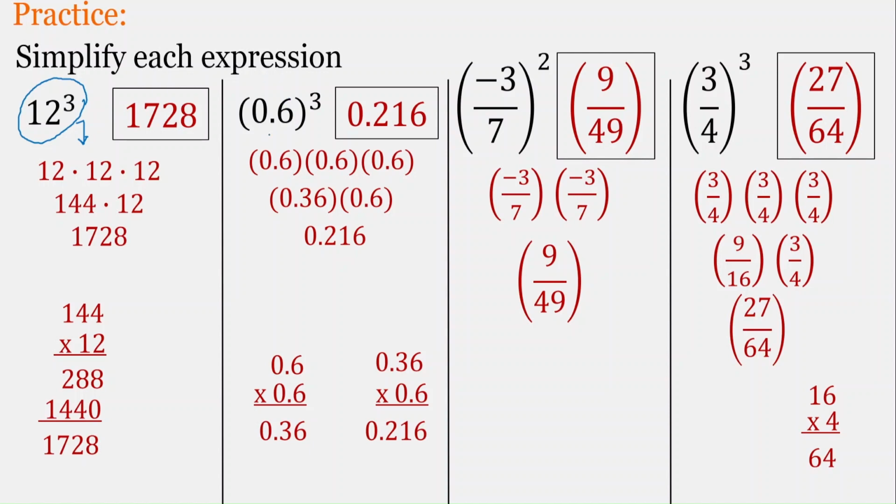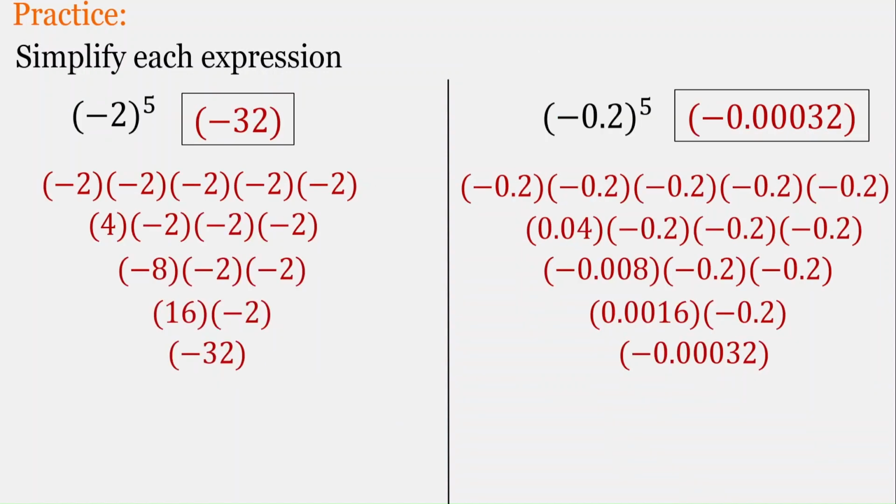Get a review of multiplying with decimals and multiplying with fractions. For these last two, they're quite similar. We have negative 2 to the 5th power, and then negative 0.2 to the 5th power. And we end up with similar numbers, in this case negative 32 versus negative 0.00032. Continue practicing using exponents, and I'll see you in the next video.